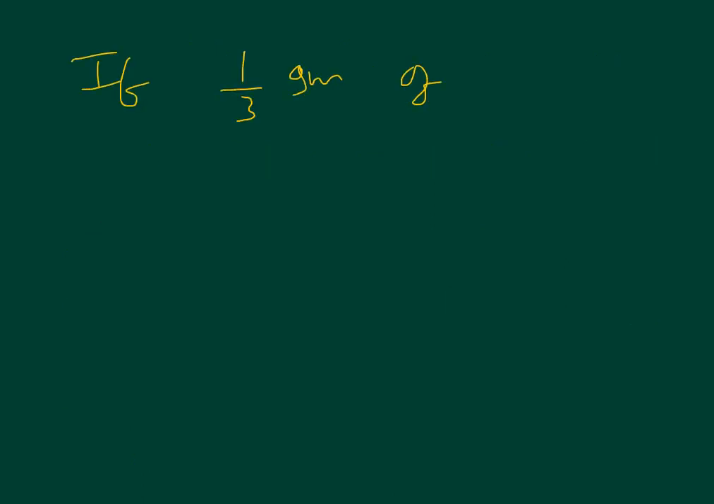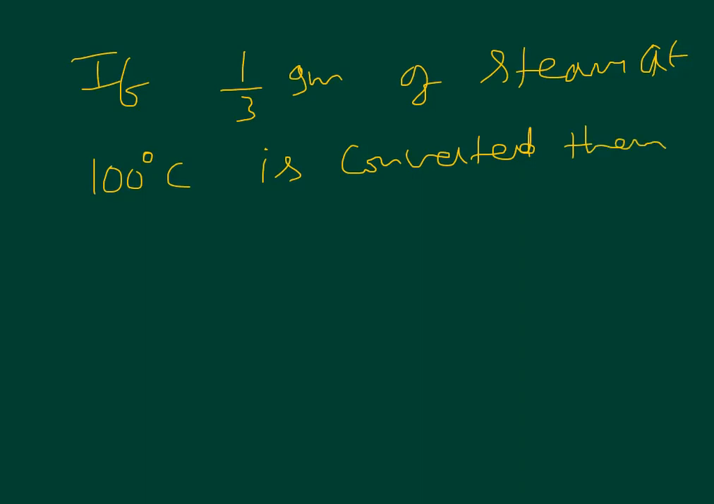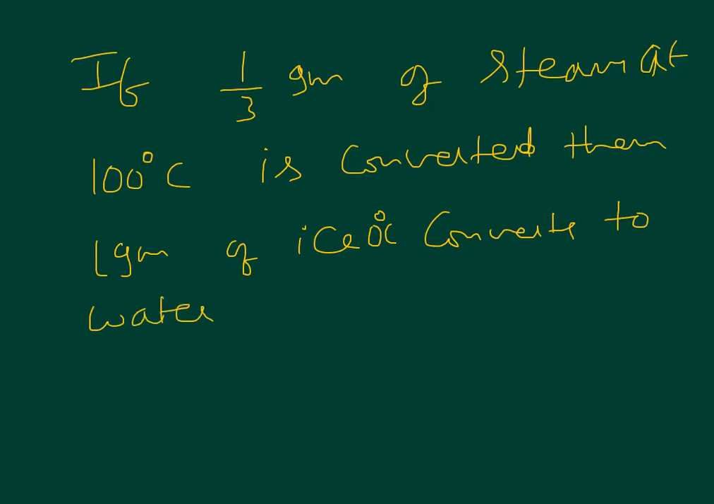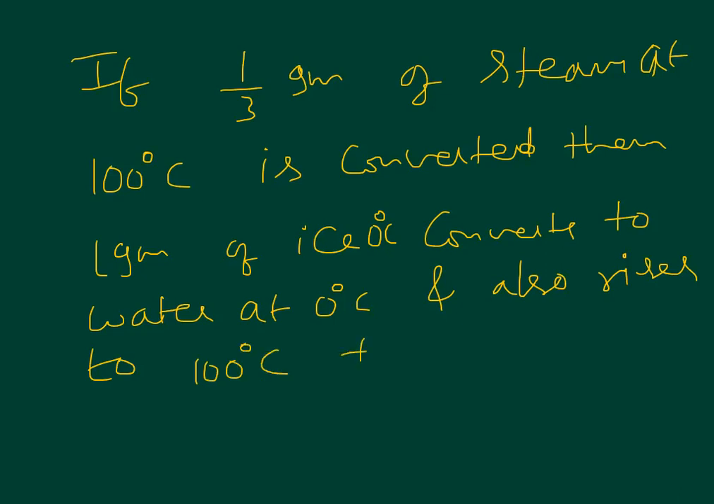If suppose 1 by 3rd gram of steam at 100 degrees centigrade is converted, then 1 gram of ice rises its temperature. 1 gram of ice, first what will happen? 2 steps here. 1 gram of ice at 0 degrees converts to water at 0 degrees centigrade, and also rises to how much temperature? Rises to 100 degrees centigrade.